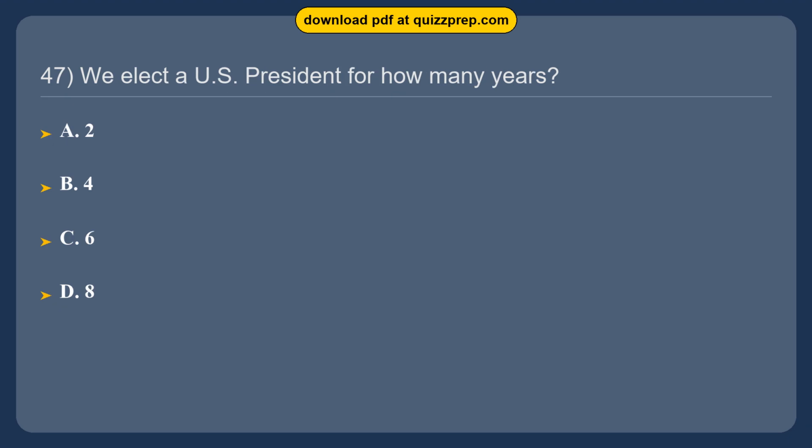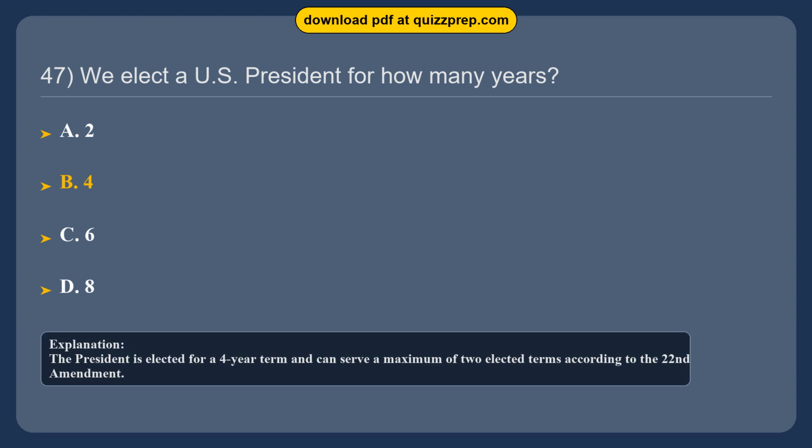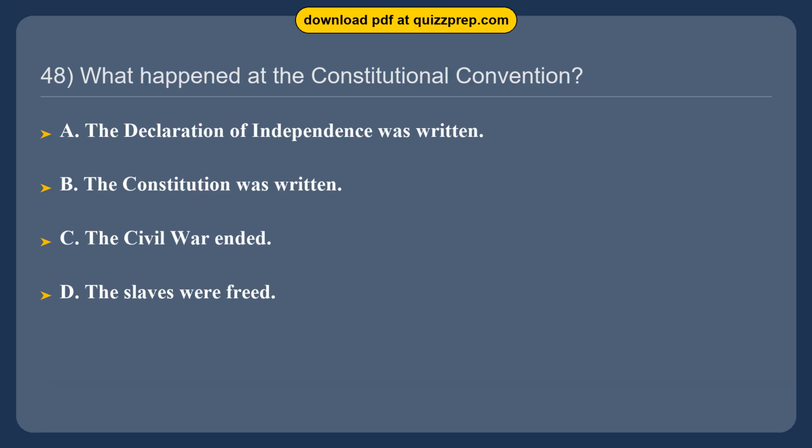Question 47. We elect a U.S. president for how many years? Option A, 2. Option B, 4. Option C, 6. Option D, 8. The correct answer is option B, 4. The president is elected for a 4-year term and can serve a maximum of 2 elected terms according to the 22nd Amendment.